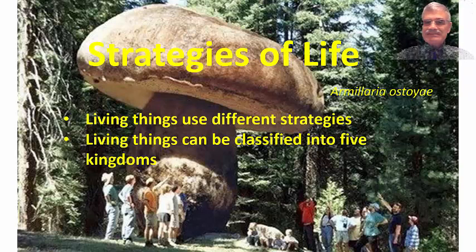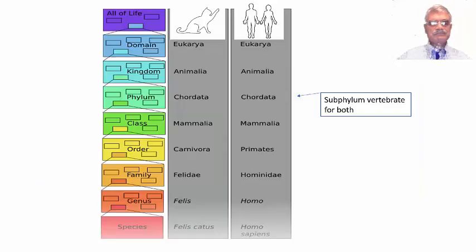Its genus and species name are Armillaria ostoyae, and it is also thought to perhaps be the oldest organism alive on planet Earth. So if you're ever in Oregon, go see if you can find the giant honey mushroom.